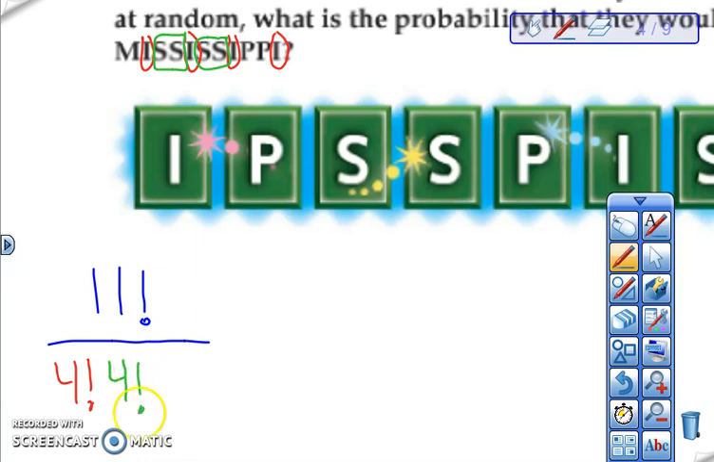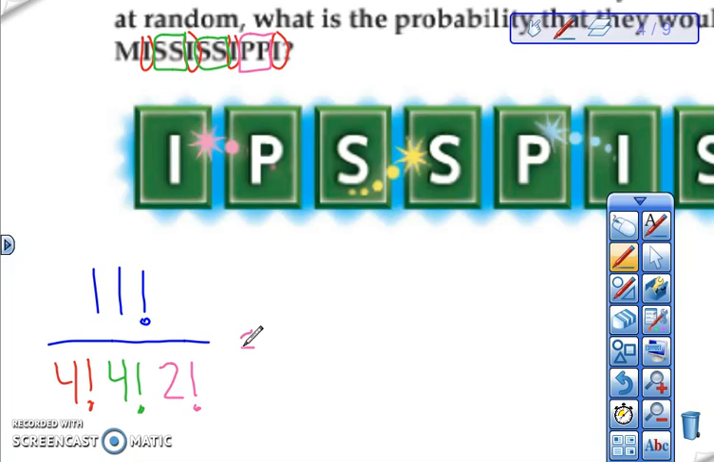Similarly, I can do the same thing with the S's, and I can do the same thing with the P's. So the extra factorials on the bottom are reducing the total in such a way that I'm removing the extra counts, if that makes sense.